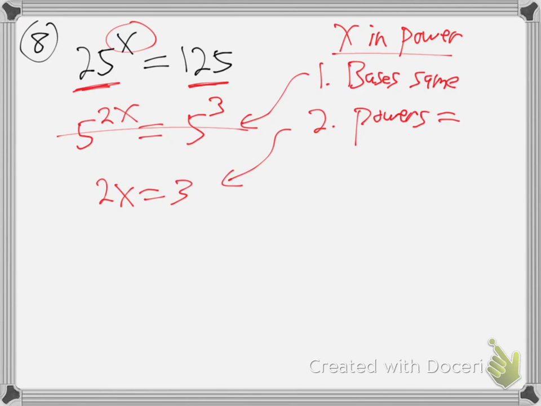Make sense? The powers have to be the same. So if they were different, 5 to one of them wouldn't equal 5 to the other. The powers have to be the same once the bases are made the same. How do you solve for x there? Just divide by 2. So x is 3/2. That's our answer. Is that okay?